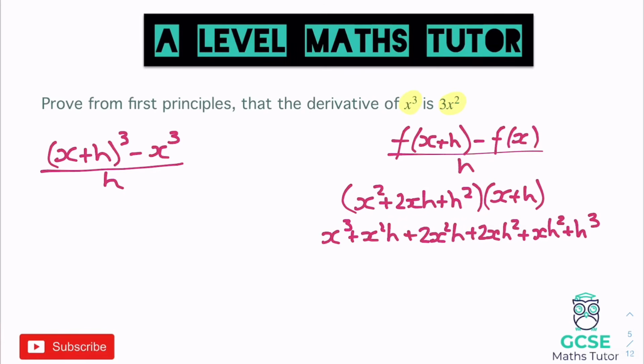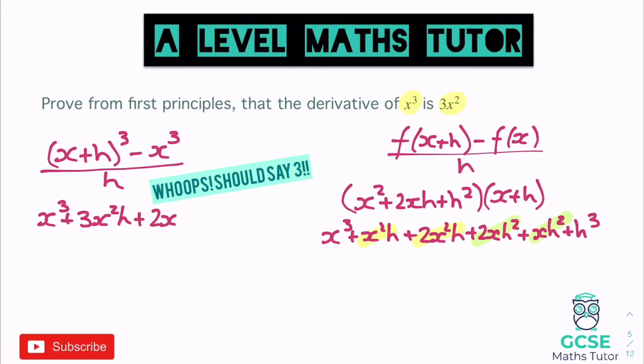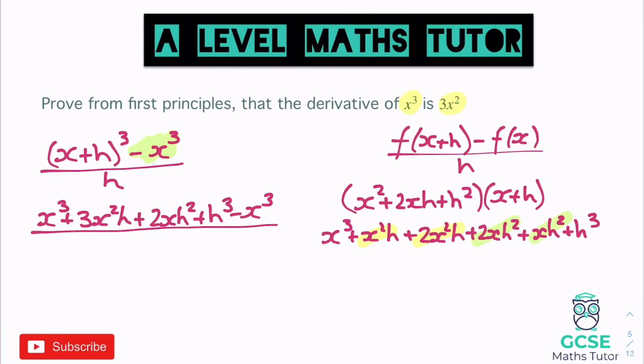Let's just see what we can tidy up. Now we've got an x squared h and a 2x squared h that can add together, and we've got a 2xh squared and a 1xh squared that we can add together. So simplifying our numerator down, let's see what we've got. We've got x cubed plus 3x squared h plus 2xh squared plus a h cubed at the end, and then not forgetting on our numerator we've still got this minus x cubed at the end, so add that in as well, minus x cubed, and that's all over h. Looks a little bit more complicated than some of the previous ones, but there we go.